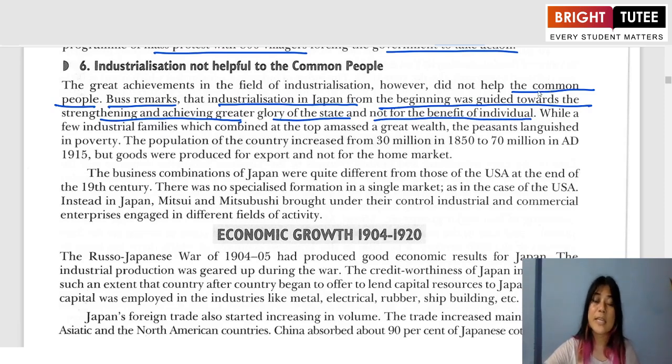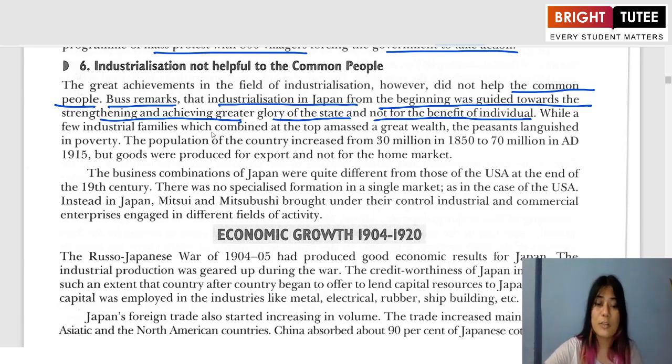From the very beginning, the measures taken by the Meiji government and the Meiji rulers for the improvement of the economy and development of industrialization were targeted for the development, growth and benefit of the nation. But it never focused on the development of each individual citizen of that nation. So it did not focus on the benefit of the individual.